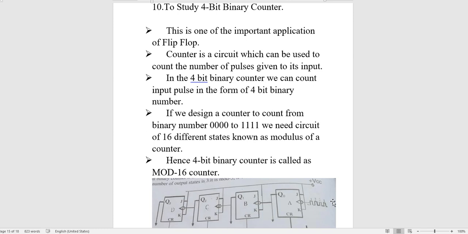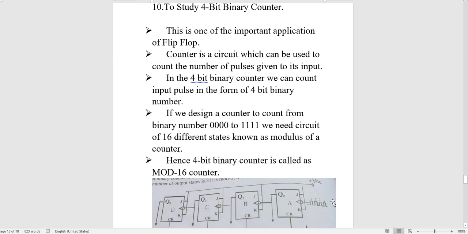So in this, you can count the total number of states produced by the counter, and that total number of states is denoted by M, and that M is called the modulus of the counter. Again, if you want to calculate the modulus, you can use the formula: mod of counter is equal to 2 raised to n. Okay, now for example, we will take the example of the 4-bit binary counter.